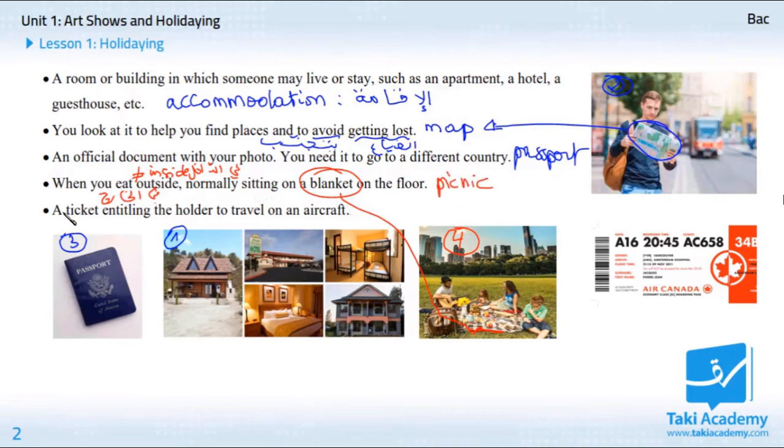Picnic. A ticket entitling the holder. The holder. يعني الحامل. الشخص اللي يحملها. Okay. A ticket entitling the holder to travel on an aircraft. So the keywords here are ticket and traveling on an aircraft. So this is your flight ticket.